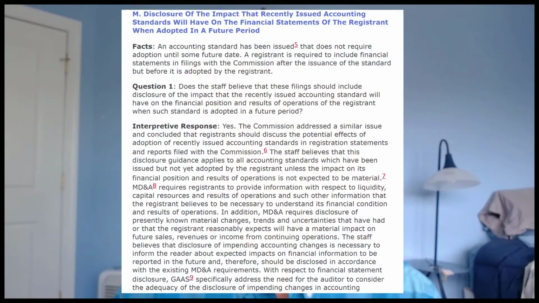Recent accounting pronouncement. As I mentioned earlier, many companies include this section, even though it's not required. The disclosure tracks SAB, Staff Accounting Bulletin 74, which is topic 11M in the SAB codification. And of course, the auditors are going to drive this disclosure. You're going to explain how a recent accounting pronouncement did or will have a material impact on the company's results.